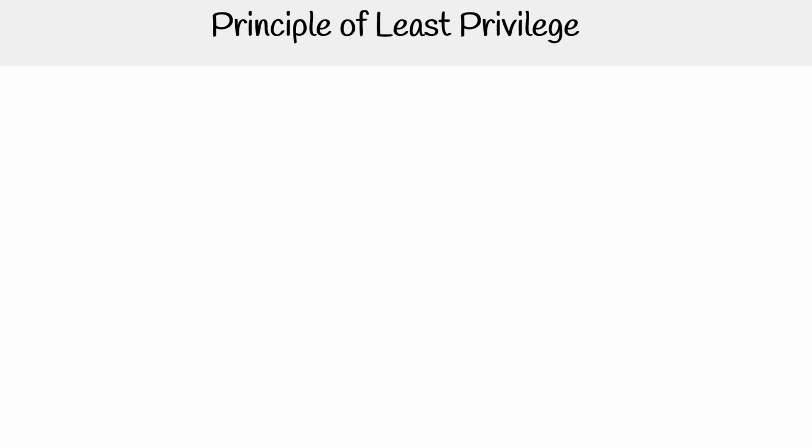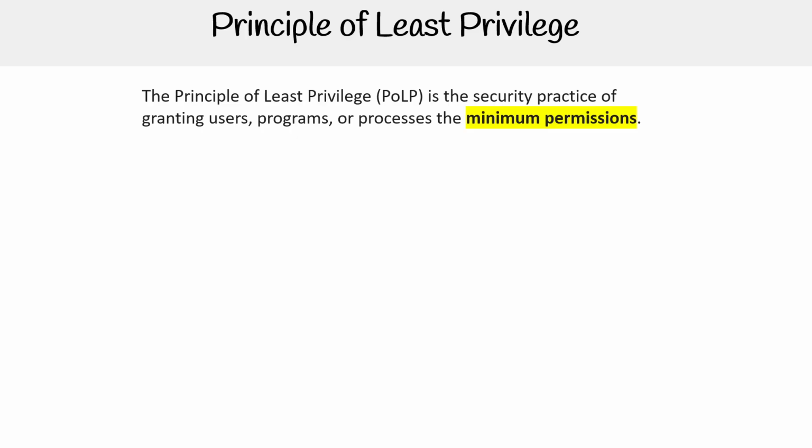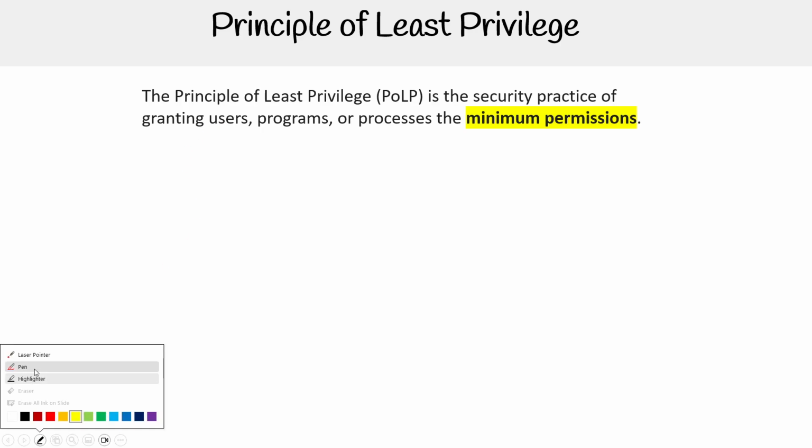Let's take a look at the concept of principle of least privilege. This is a security practice granting users, programs, and processes the minimum permissions. When we say users, programs, and processes, and I didn't mean to get my highlighter out, let's get out our pen here.